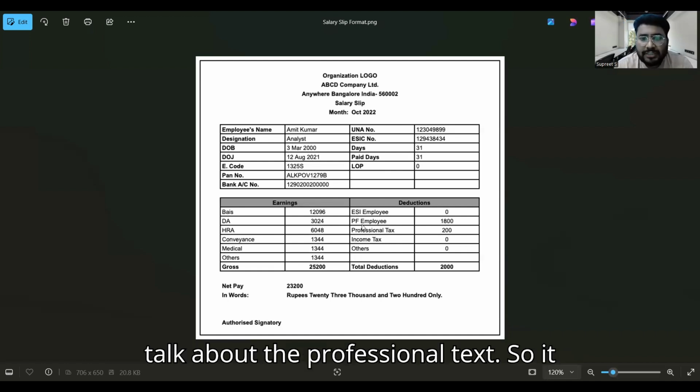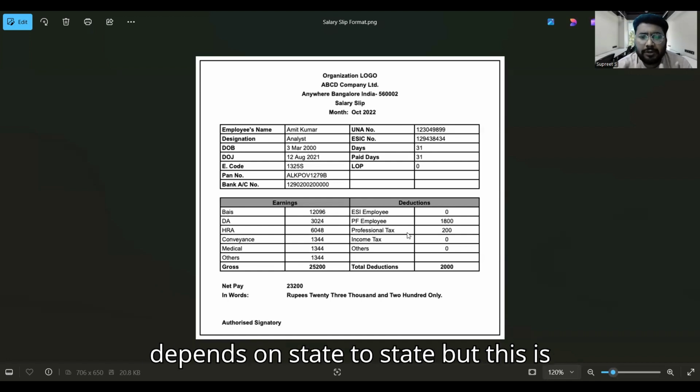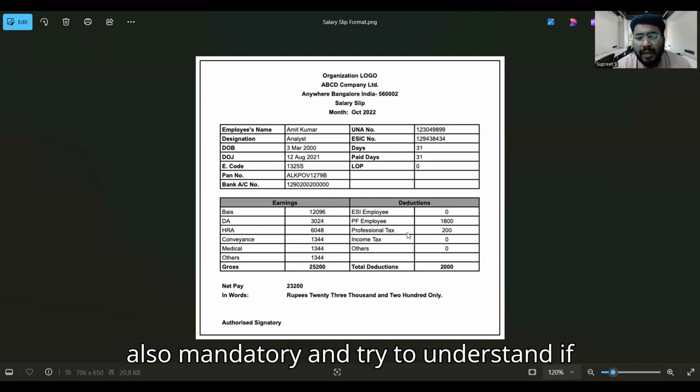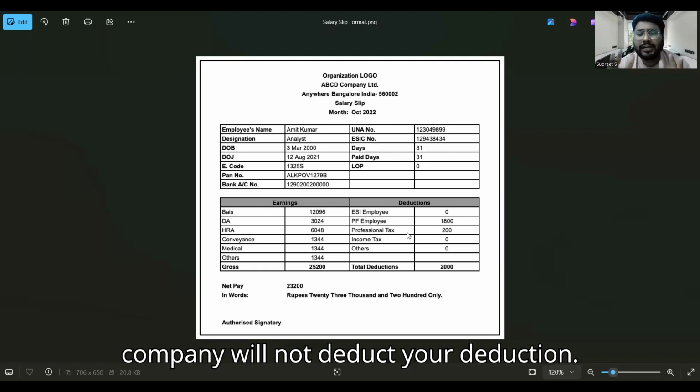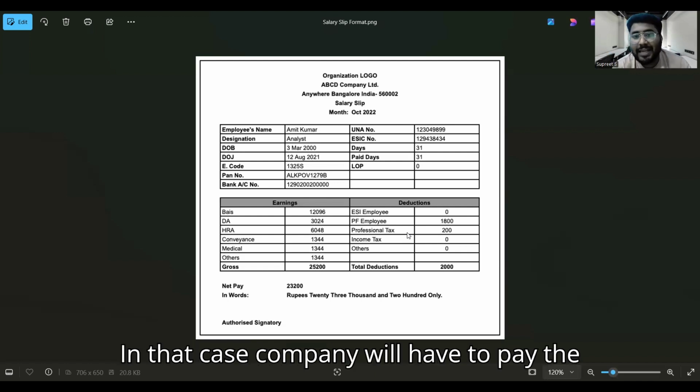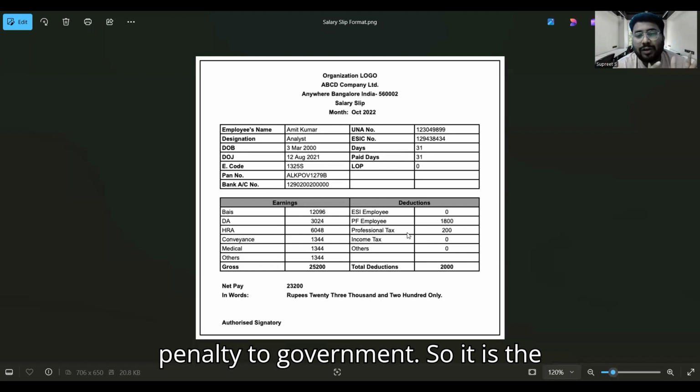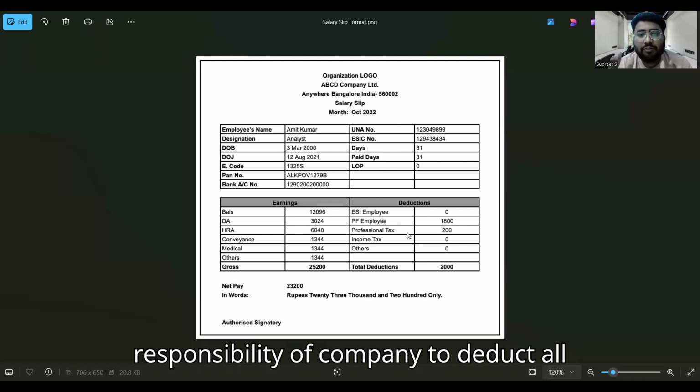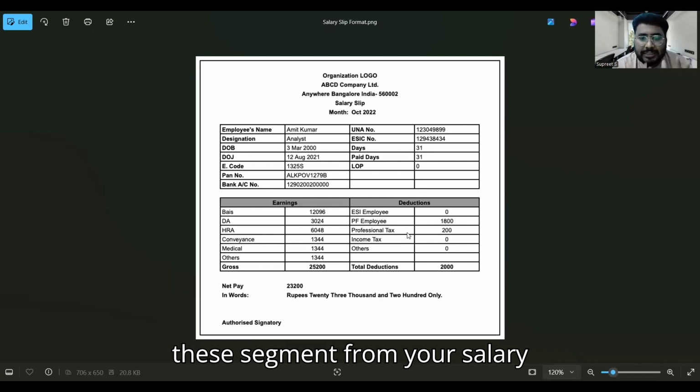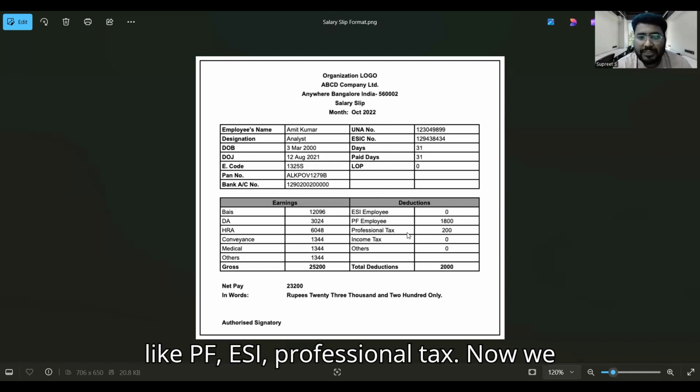Now we will talk about the professional tax. It depends on state to state, but this is also mandatory. And try to understand, if the company does not deduct it, in that case the company will have to pay a penalty to the government. So it is the responsibility of the company to deduct all these components from your salary, like PF, ESI, professional tax.